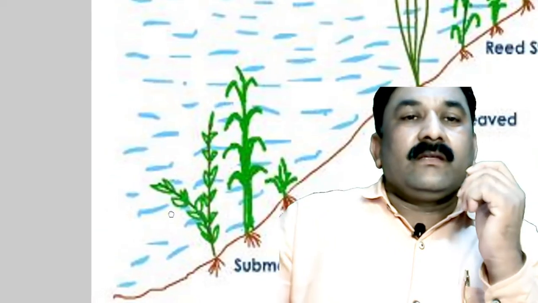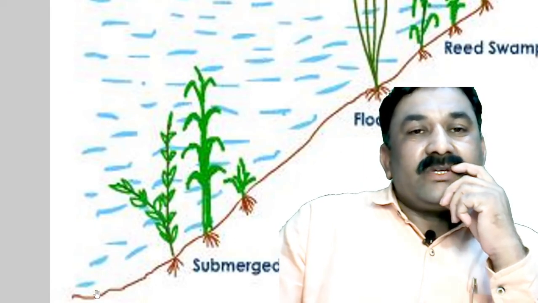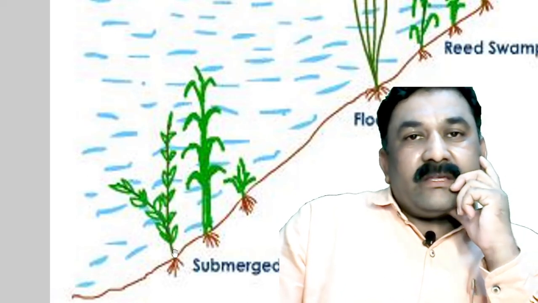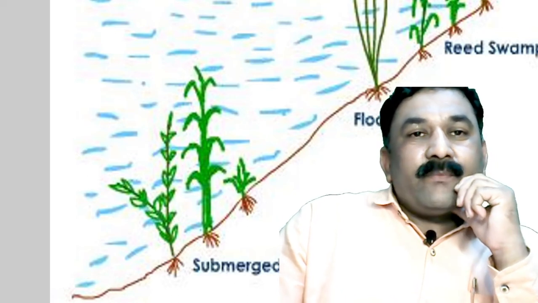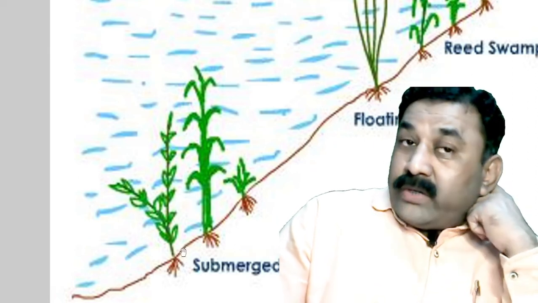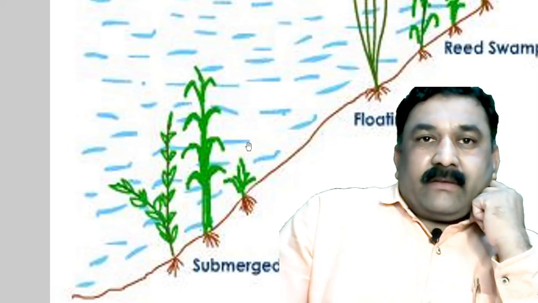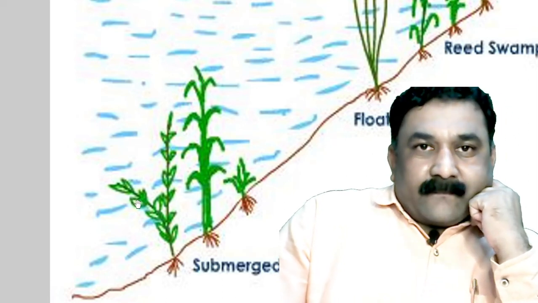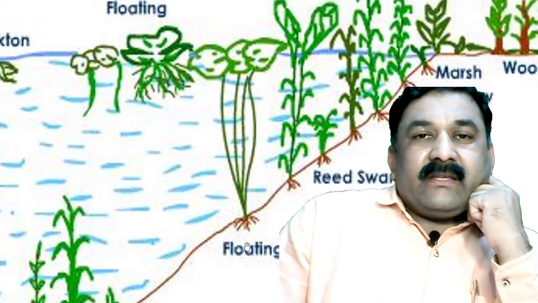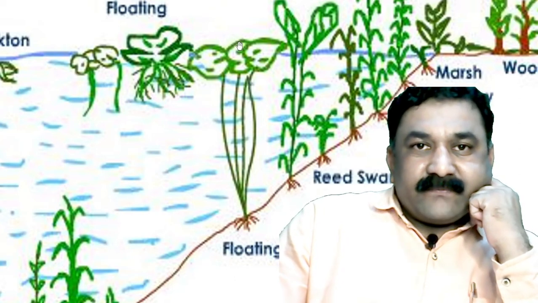Here it is, the first soilless situation. First stage, if the soil is available, then submerged plants will be there. Submerged plants means these are the rooted submerged. The roots are there and they are completely underwater. Floating leaved ones. These are the rooted floating hydrophytes.